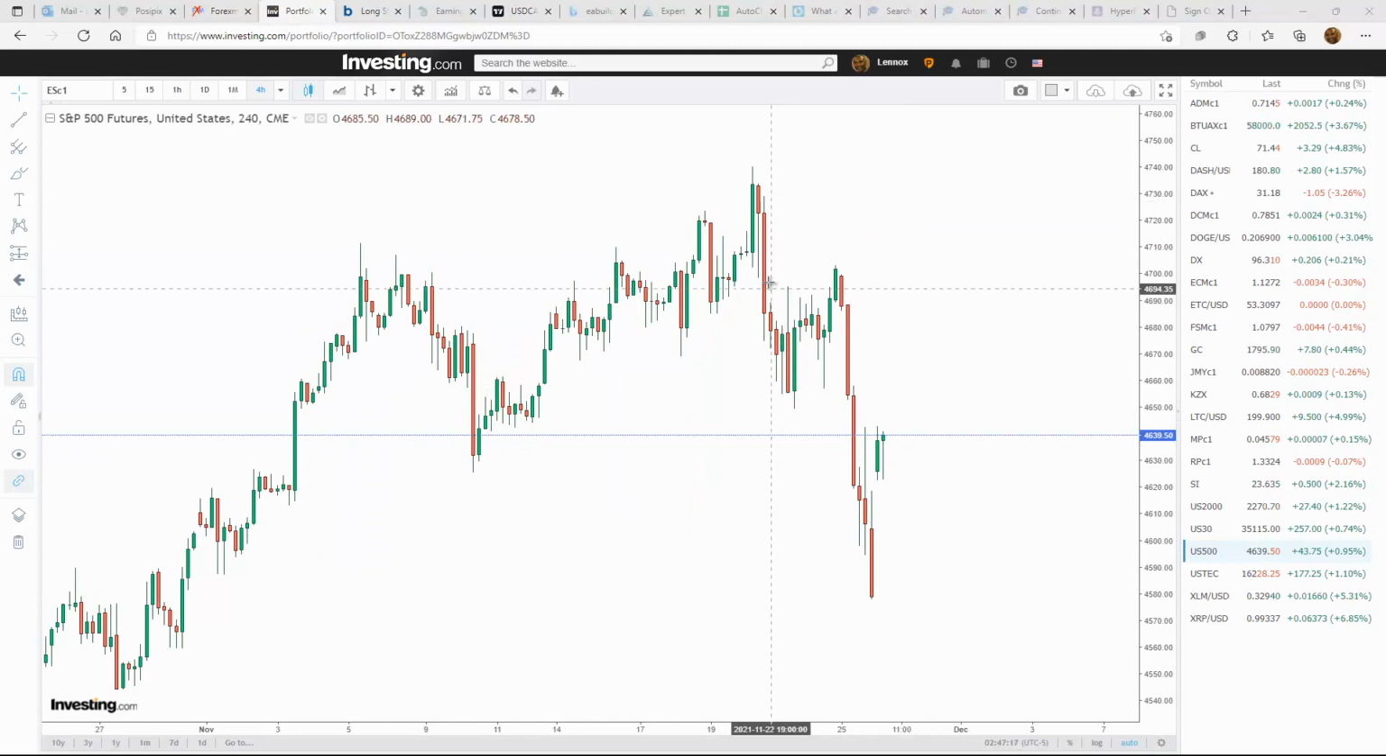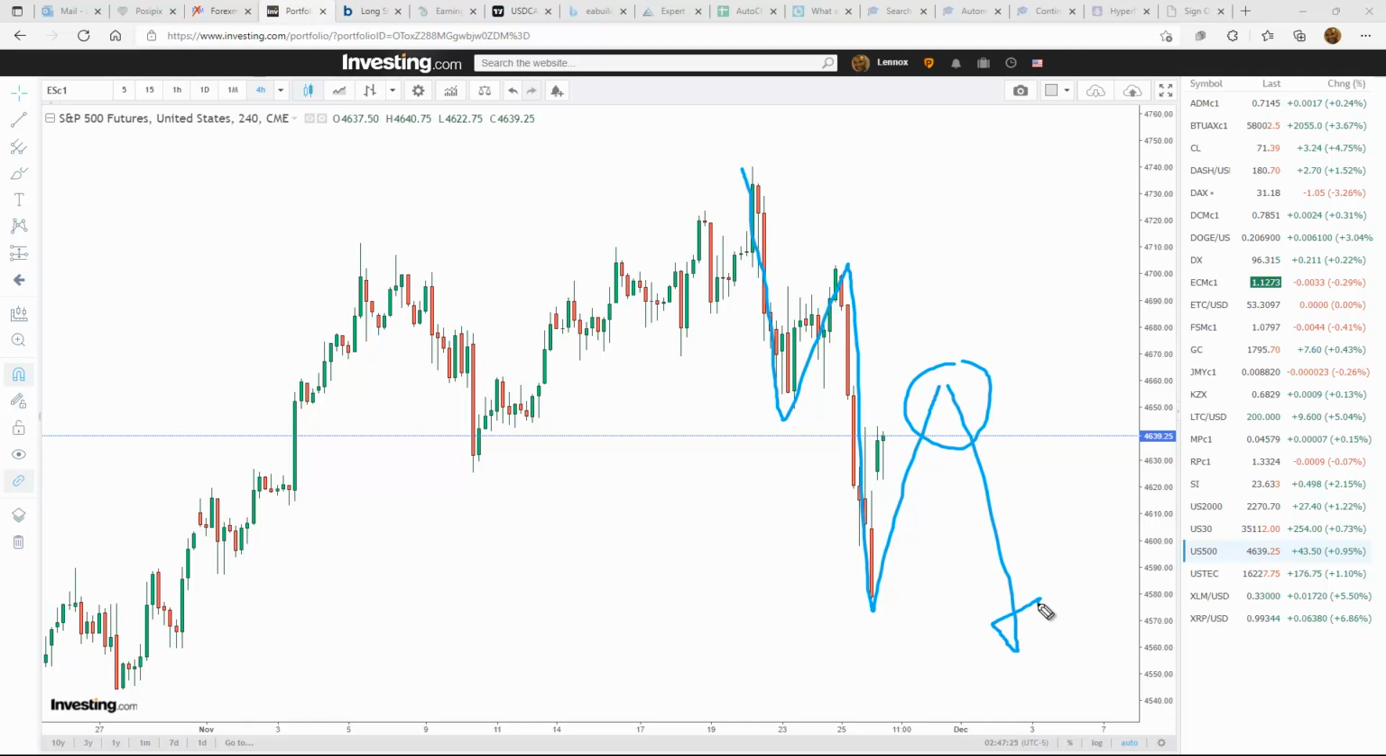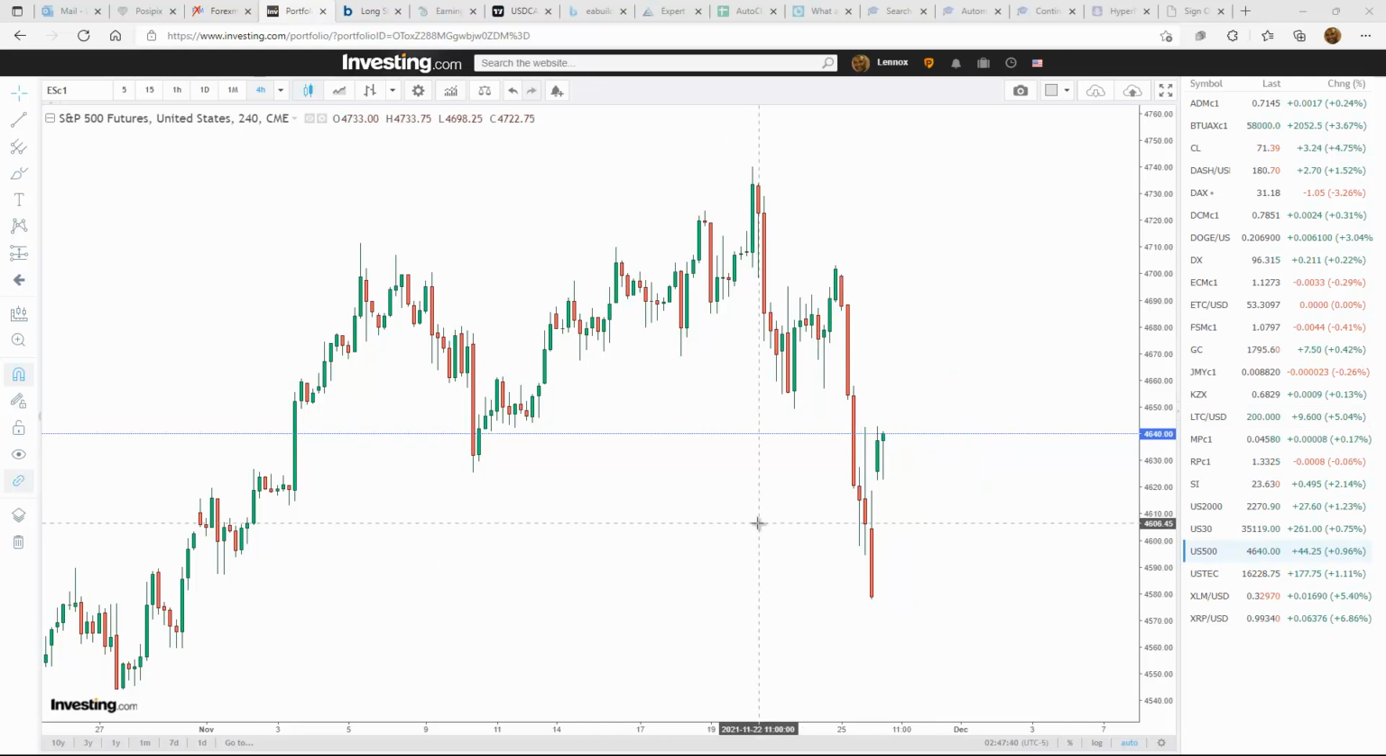So yeah, I'm seeing an overall structure that's going to give us a fake out move, an opportunity to sell into this, and another big move back down as the day unfolds tomorrow. That's an opportunity that might set up. All right, so that's a look at some of the setups for this week.